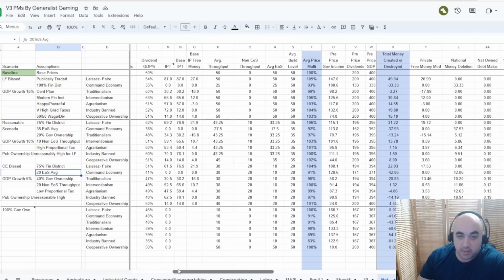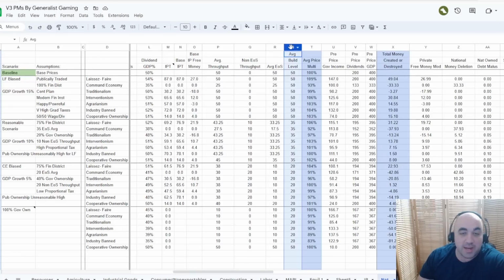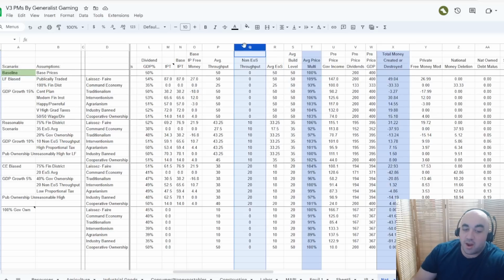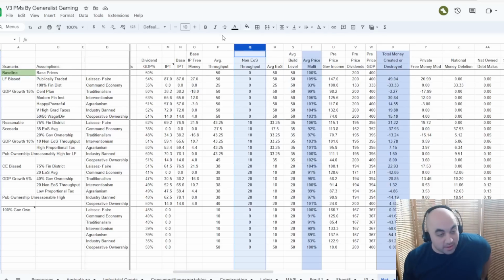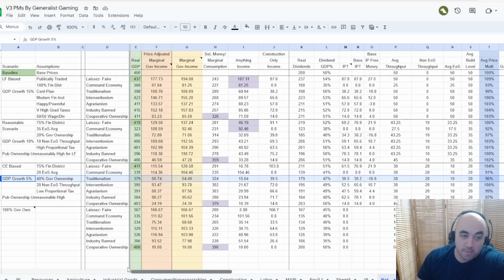So taking a look here, non-EOS throughput is going to be 20, and the average building size is also going to be 20. This would not ever happen in a game where you're getting just as much throughput, not from economies of scale as you are in other things, but again, this is command economy bias. We're assuming 40% government ownership for most things, but not for specifically command economy, where we're assuming 100%.